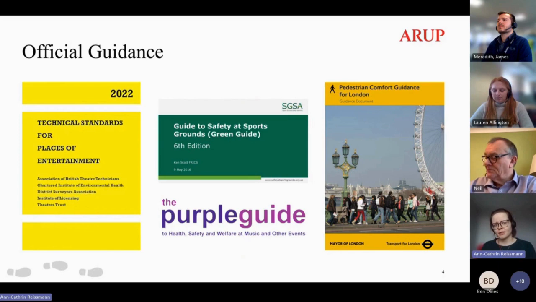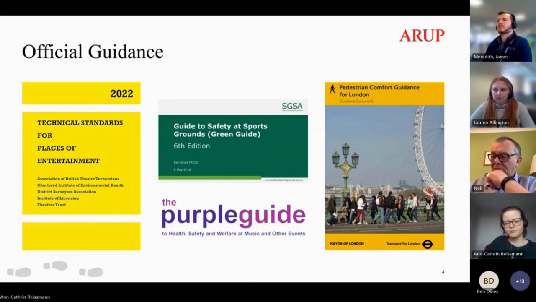Whilst there's probably a guide that will match your specific event, it's always good practice to look at all of them, see what the most stringent requirements are, and see if there are certain things that you can pick from one guidance and another to build up the picture of what you might need for your project.